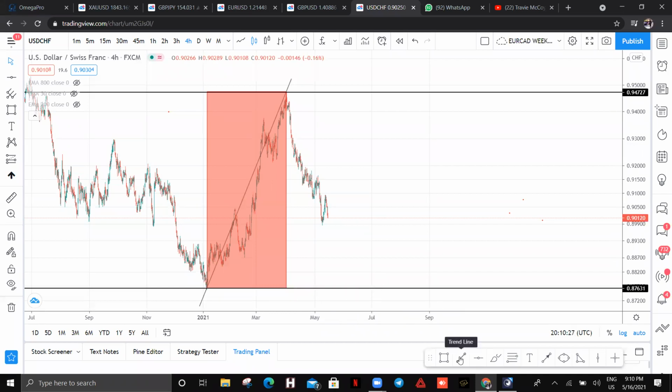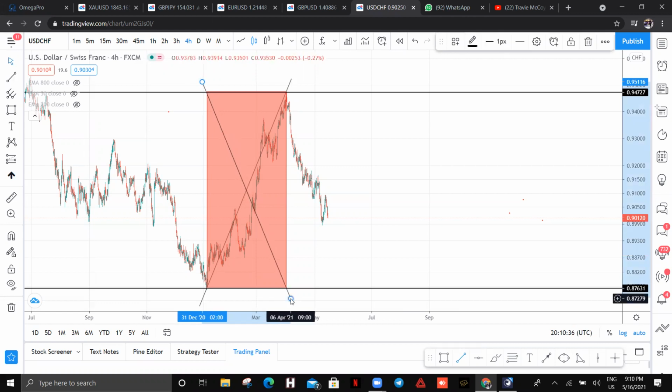Now what I'm going to do again is pick my trend line, because in between all these levels you have other pivot levels. But how can you do that? You will use this method to know how to do it.